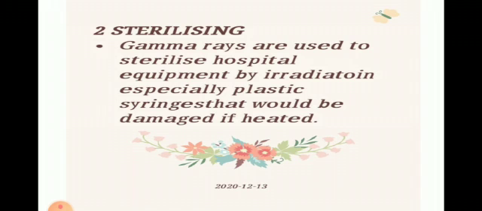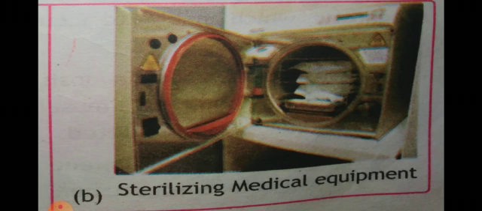The second one is sterilizing. Gamma rays are also used to sterilize hospital equipment by irradiation, especially plastic syringes that would be damaged if heated, as shown in the figure. So you can see in the figure that there is an apparatus used to sterilize the medical equipment by using the radioisotopes in an apparatus.